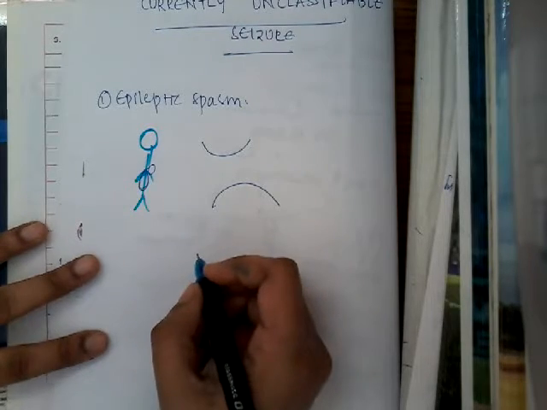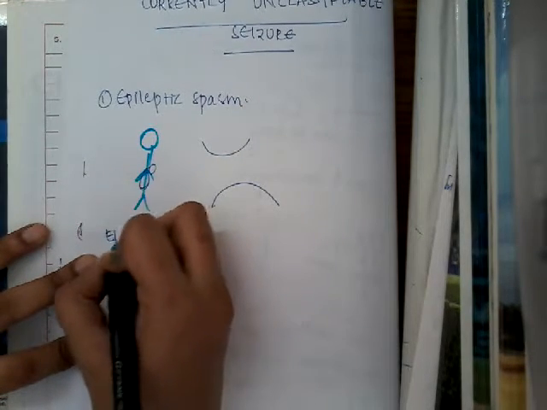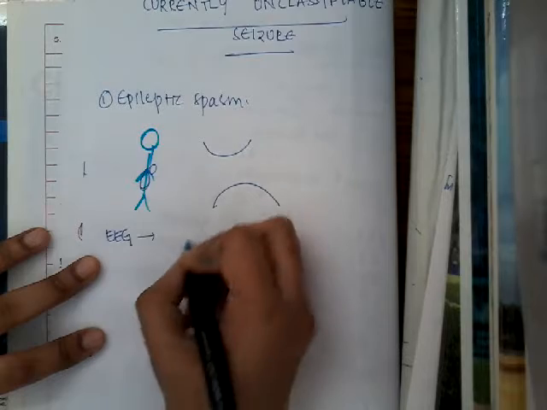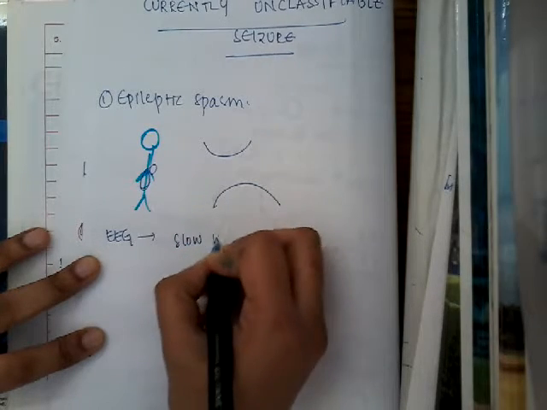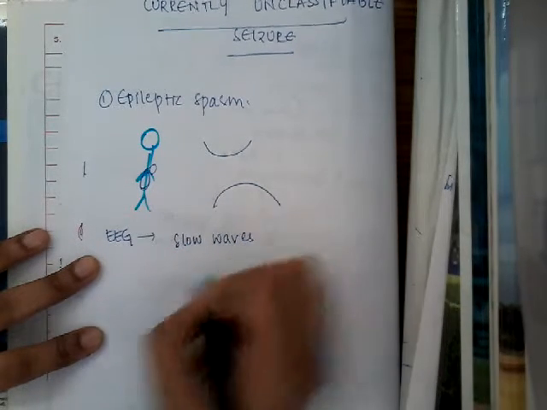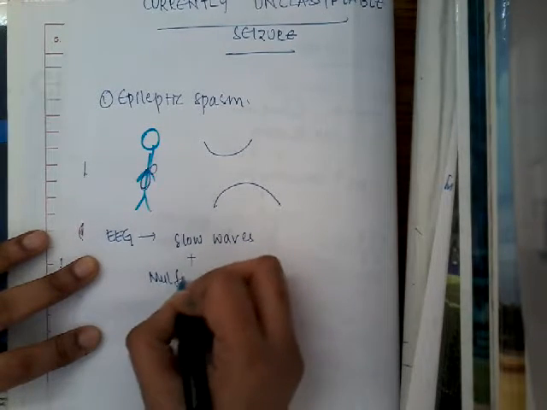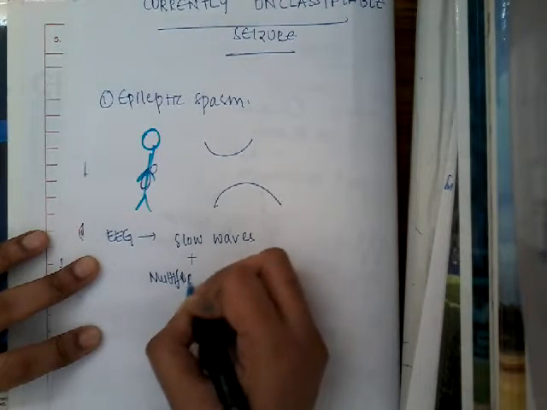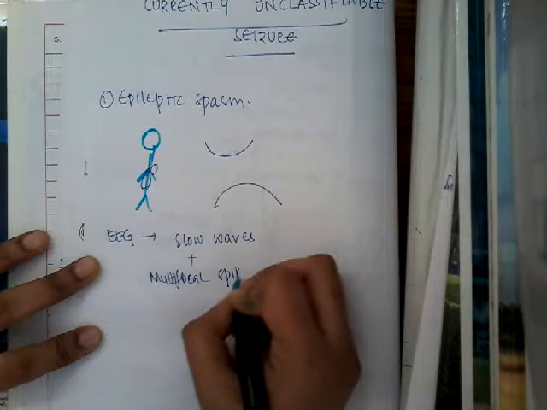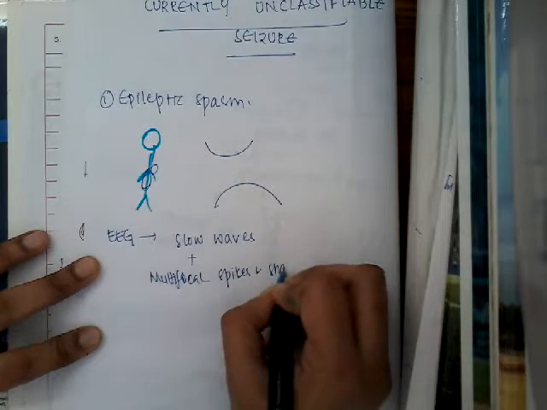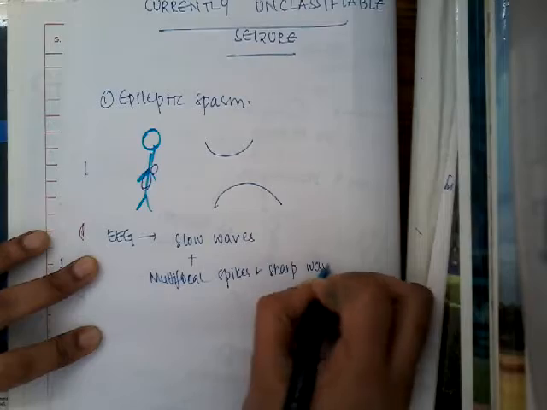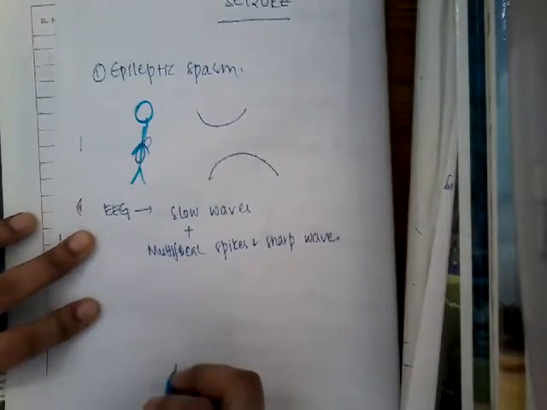We diagnose it by EEG. The EEG has slow waves, and it sometimes may also have multifocal spikes and sharps. So this is about epileptic spasm.